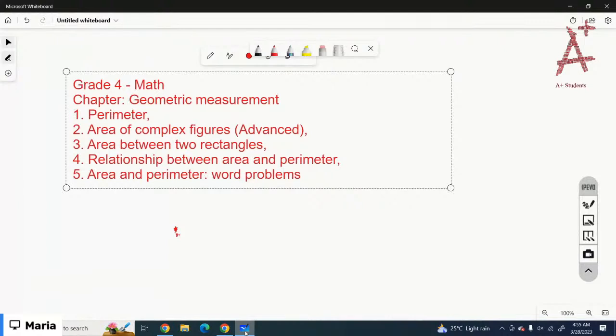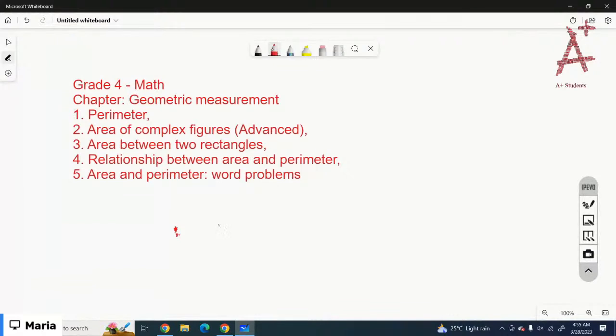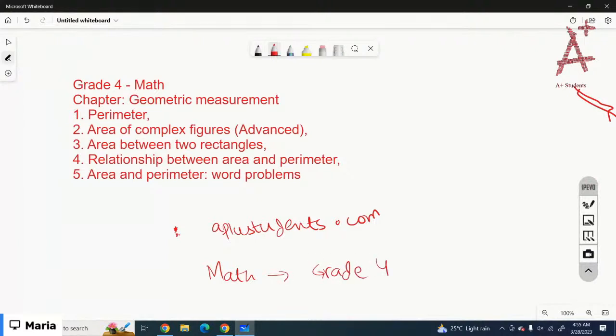So we're going to start with grade 4 maths. You can find all the lessons on aplusstudents.com. You have to log in there using your email address and password as provided by the administrator. Then select math from the subject tab, scroll down to grade 4 and click on view all lessons. There you can find the list of the chapters.